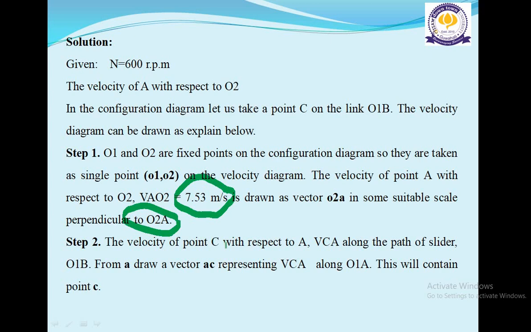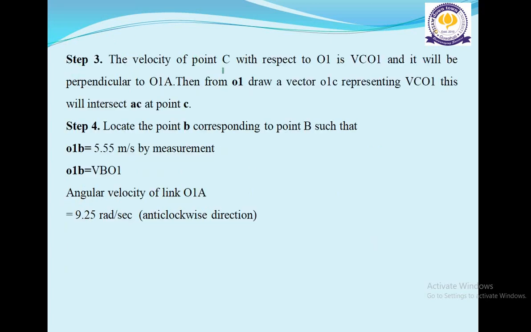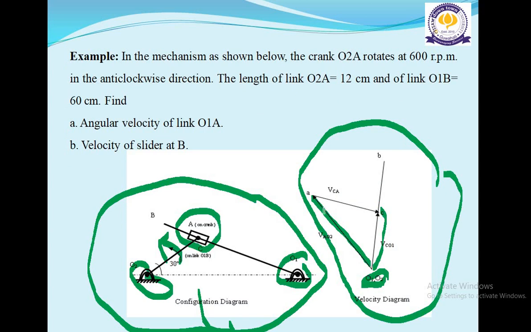Step 2: the velocity of point C with respect to A, that is VCA, is along the path of slider O1B. From A, draw a vector AC representing VCA along O1. This will contain point C. Next, step 3: the velocity of point C with respect to O1 is VCO1 and it will be perpendicular to O1A. From O1, draw a vector O1C representing VCO1. This will intersect AC at point C. Here you can see this will intersect AC at point B.